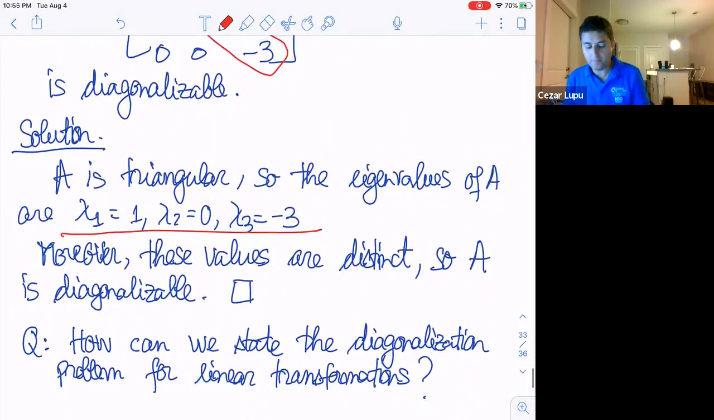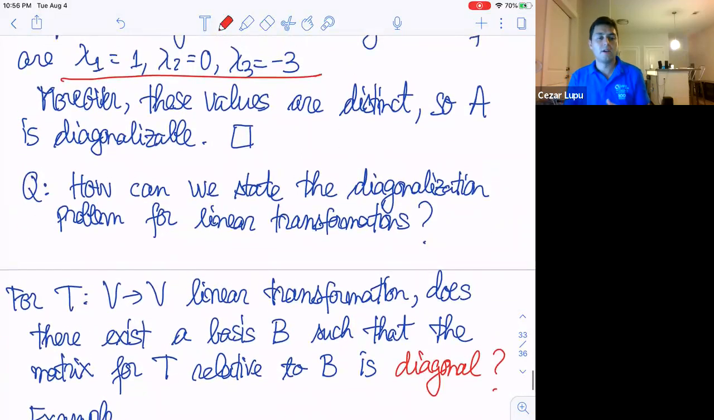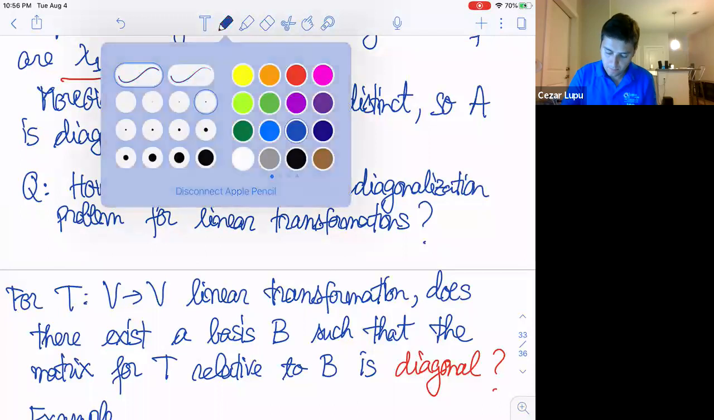And now we pose the following question: how can we state the diagonalization problem for linear transformations? In other words, given a linear transformation T from vector space V to V, does there exist a basis B such that the matrix for T relative to that basis is diagonal? That is the question we want to answer.